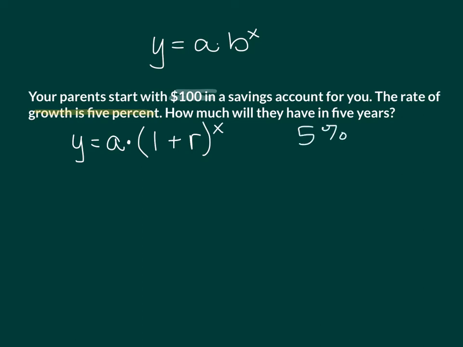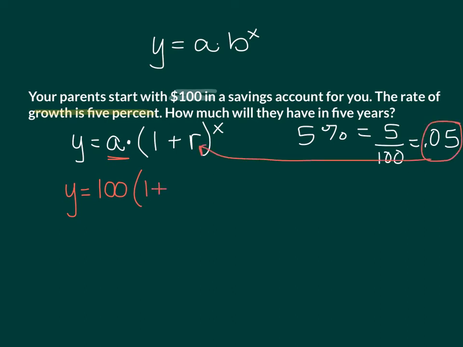5% is equal to 5 divided by 100, which is, on your calculator, 0.05. We move the decimal 2 places. Okay, so what are we starting with? Well, 100 times 1 plus, so this 5% is going to go right here, 0.05. Okay, now, the question was, in 5 years, how much will we have?